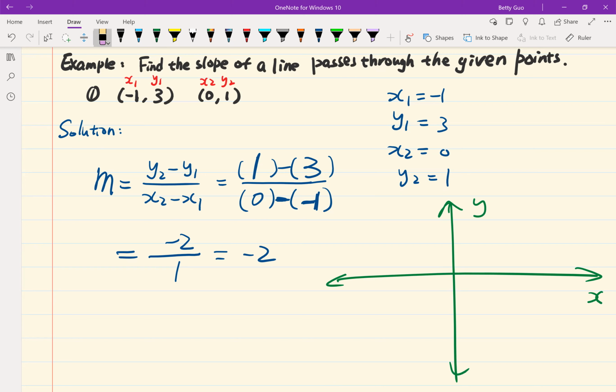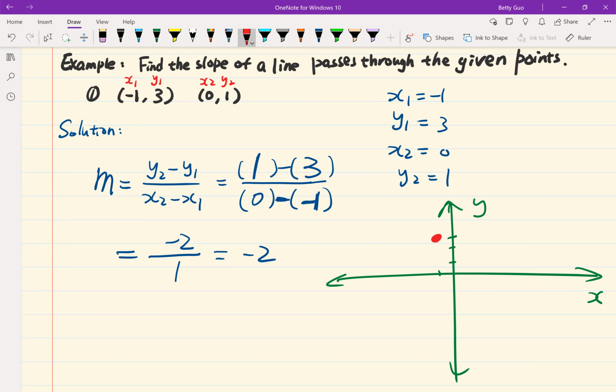Tell me, please, where is negative 1, comma 3? Which quadrant? Negative 1, comma 3. X is negative, so to the left. Y is positive, so above. So which quadrant? Quadrant 2. So we have 1 unit to the left, 3 units above, right? This is negative 1, comma 3.